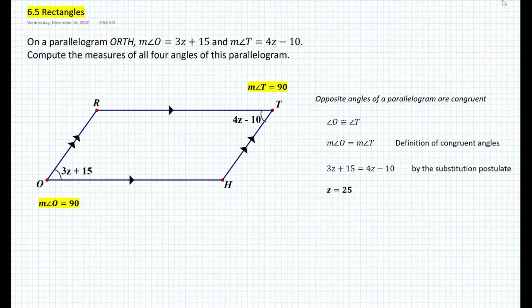Now, how do we find the angle measures of H and R? Well, we know that consecutive angles must be supplementary in a parallelogram. So namely, the measure of angle O and measure of angle H add up to 180. So the only plausible answer here for measure of angle H is also 90 degrees. And therefore, measure of angle R in a similar manner, since angle R and T are also supplementary because they're same side interior angles and they add up to 180, measure of angle R is also 90 degrees.